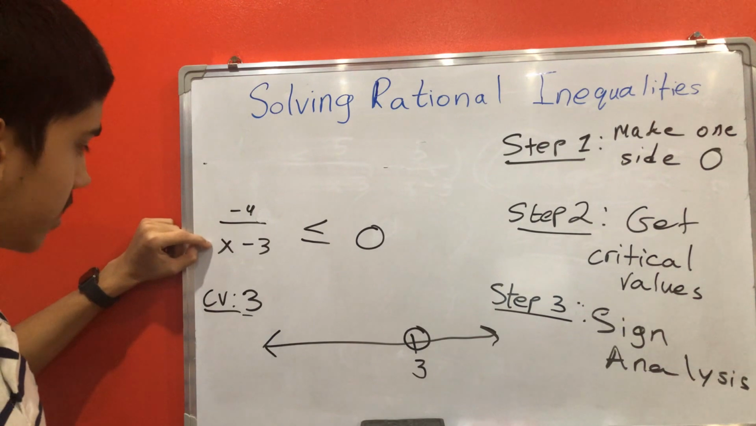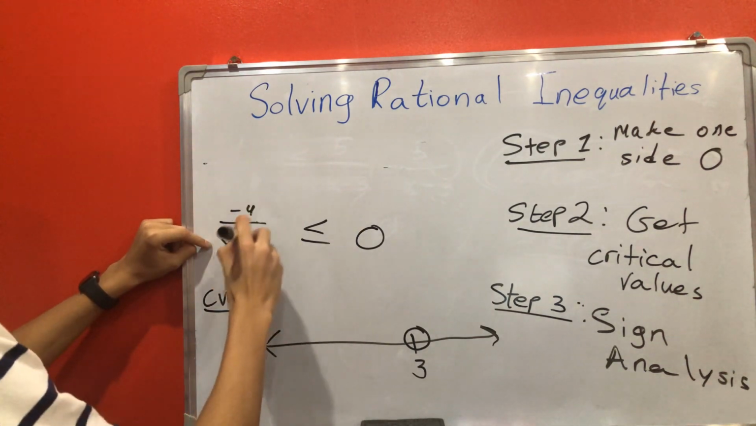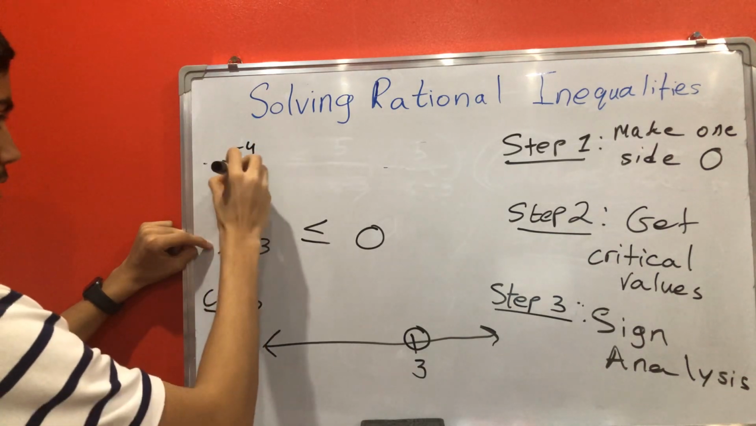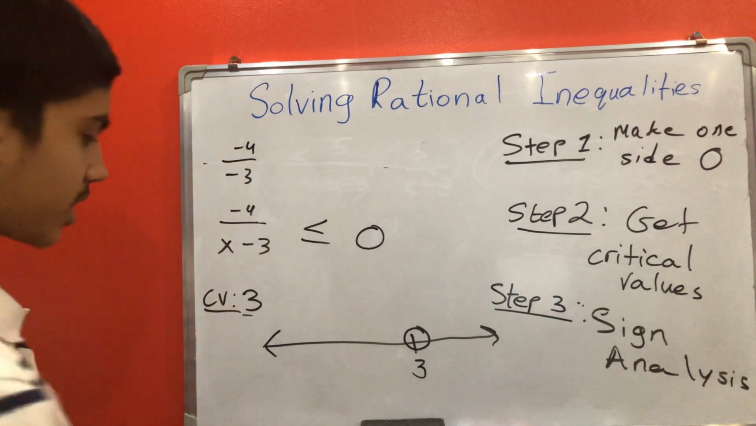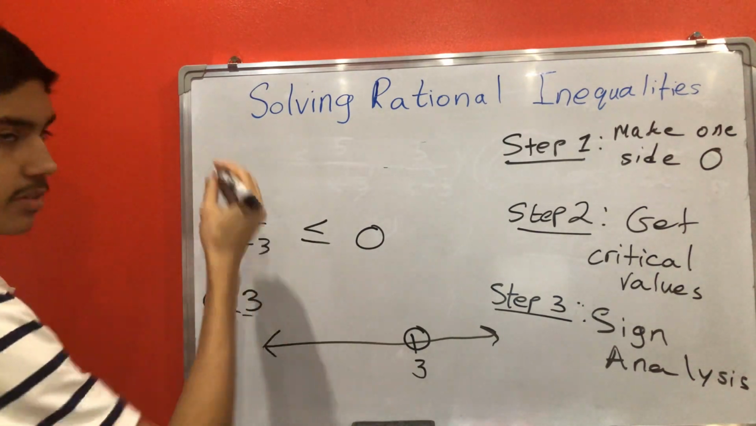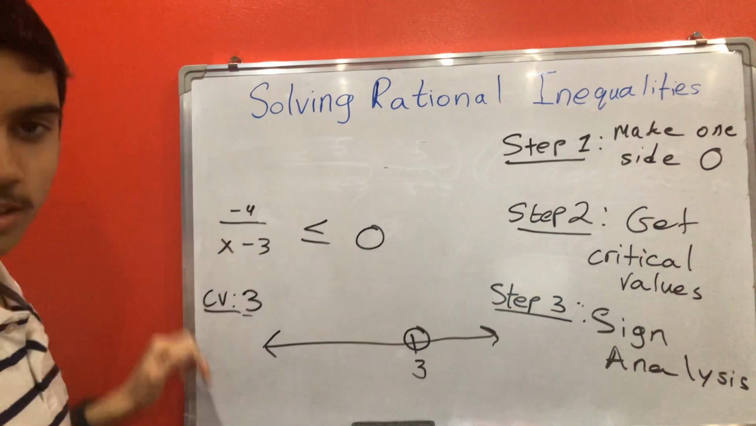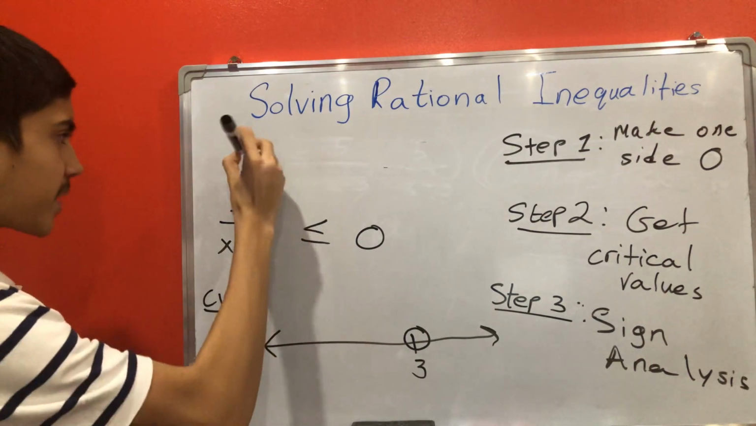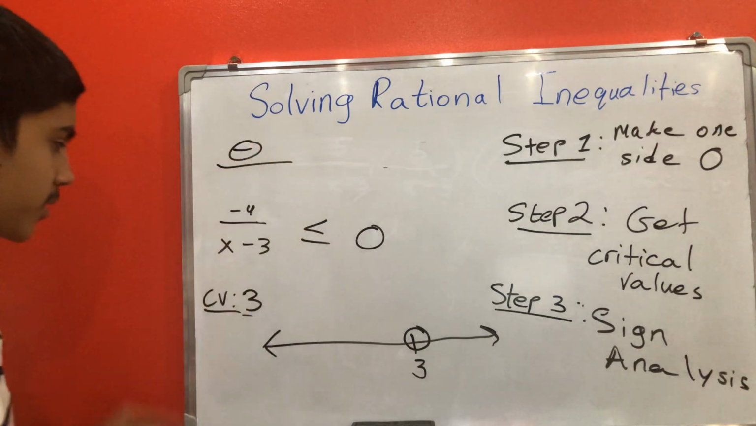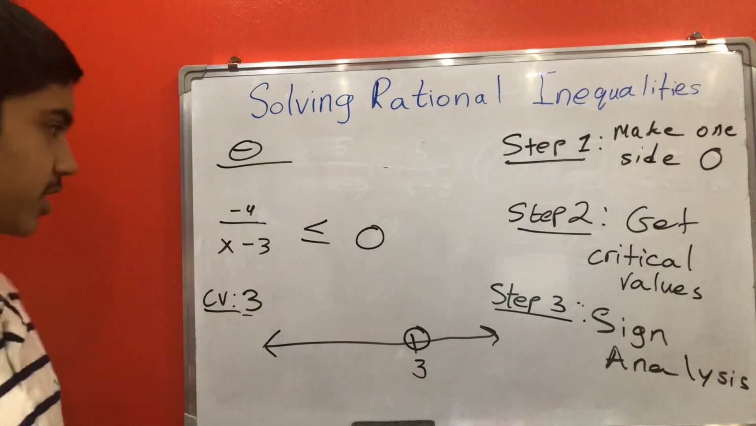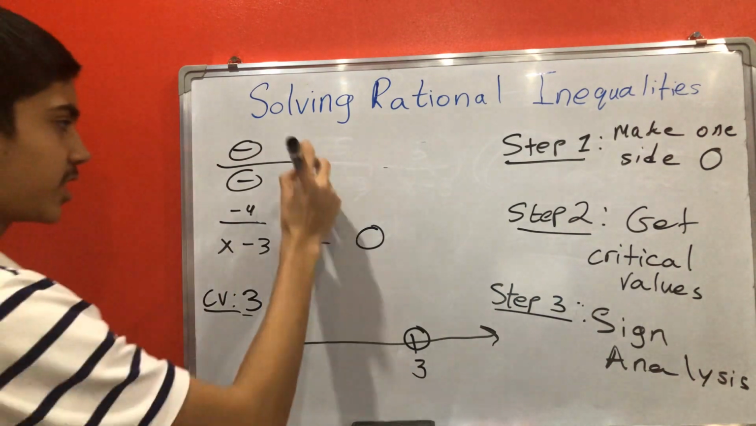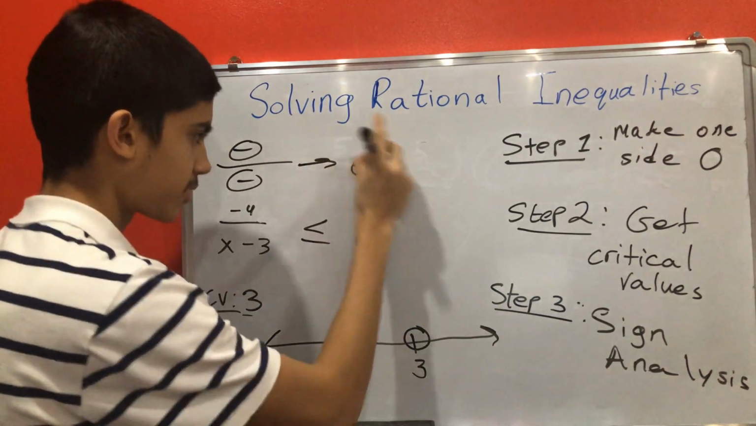So what happens when we plug in 0 for x? We will get negative 4 over negative 3. But when we do sign analysis, we're actually not just going to plug it in. We don't really care about what the value is. We just care about if it's negative or positive. So what I like to do is write negative, because the top will always be negative, over, well, 0 minus 3 is negative, right? And then we will say that negative divided by negative is always positive.